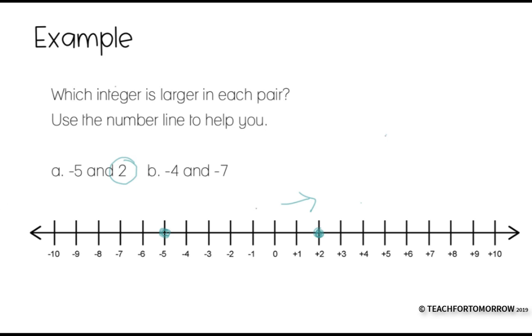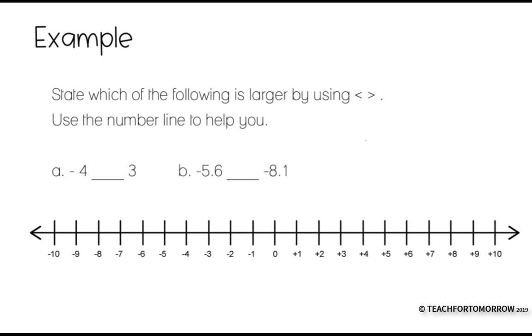Let's get a different colour pen. And we've got -4 and -7. So again, remembering that our largest number is the one to the right, it means that -4 is our bigger number. Now it's important we don't get confused with -7 being bigger because 7 is bigger than 4. Well, 7 is bigger than 4, but -7 is not bigger than -4. And that's why our direction is important, and that's why it's important sometimes for us to use number lines, until we get our head around it a little bit more.